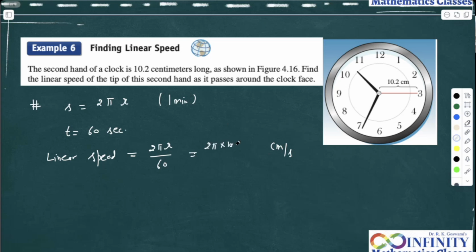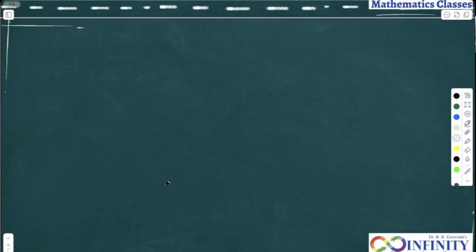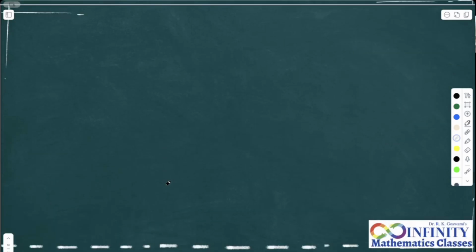r is going to be 10.2 centimeter, and 60 is there. You can simplify, and whatever you get will be the answer for you. Any doubt there? So this is a question based on the linear speed basically. Let us talk about another example where we will be discussing both the angular and the linear speed.